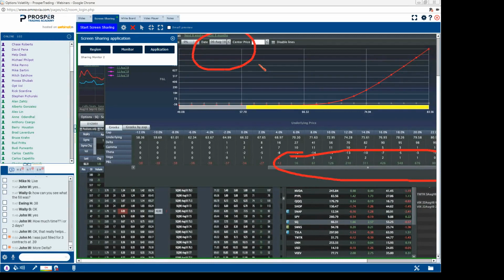Well, it is more delta, but why would it be more delta, John? Why would it have more delta over the weekend than it does today or tomorrow?